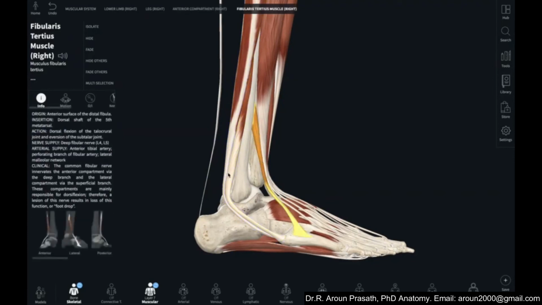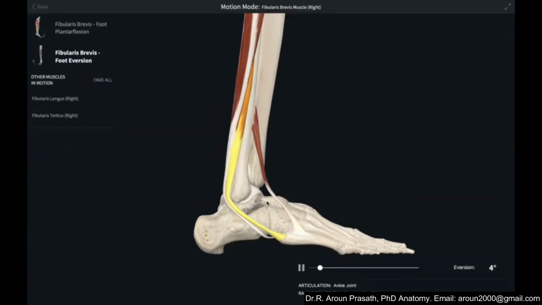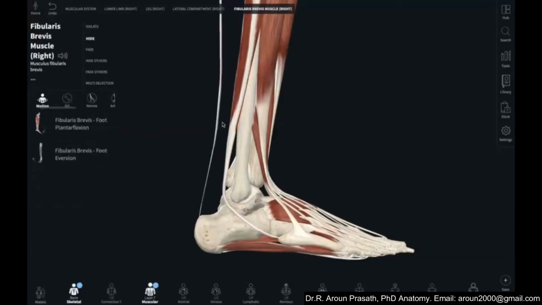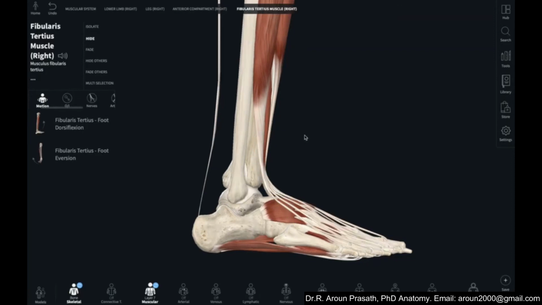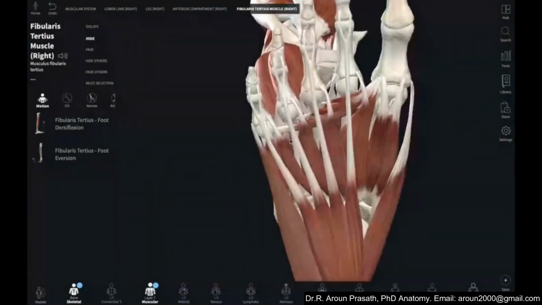All these three muscles do the function of eversion. This movement is called eversion of the ankle joint. These are present in the lateral aspect, and they get their origin from the fibula bone. So these are the muscles that you have to see in the posterior aspect of the leg.